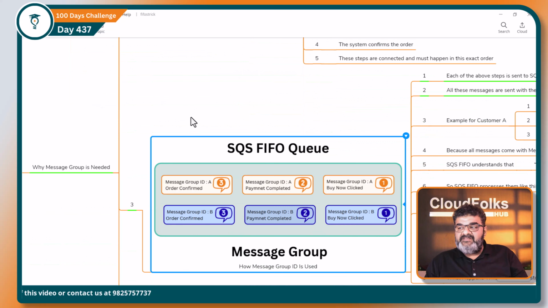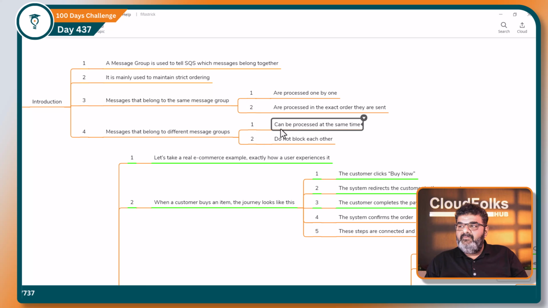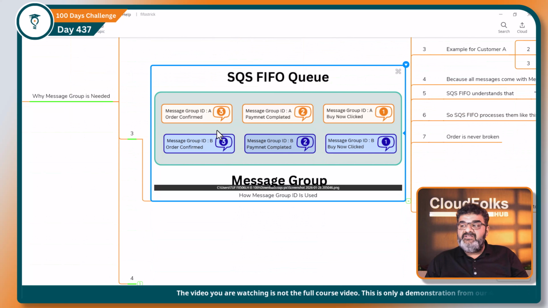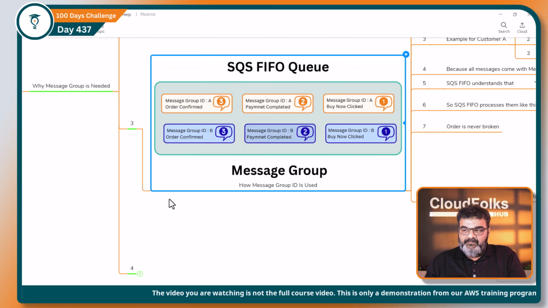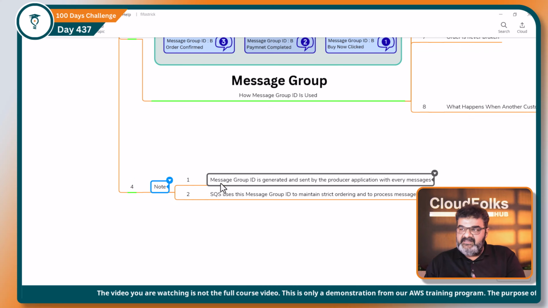Messages that belong to different message groups, look at this, here we have orange and blue, can be processed at the same time, meaning parallel processing, right? So this is the use case of message group. Now, this is a special note. You need to understand this.